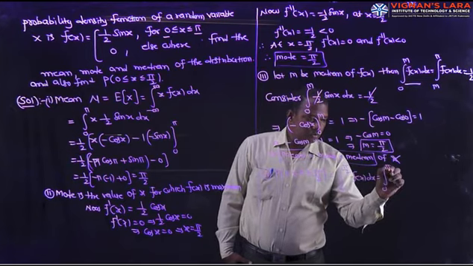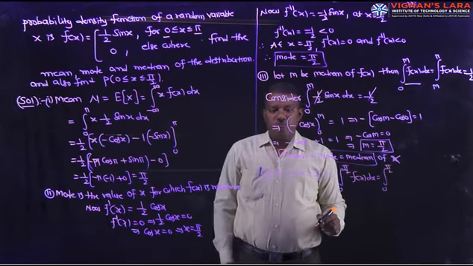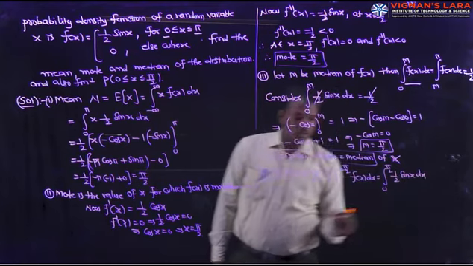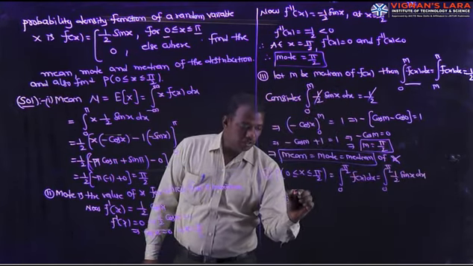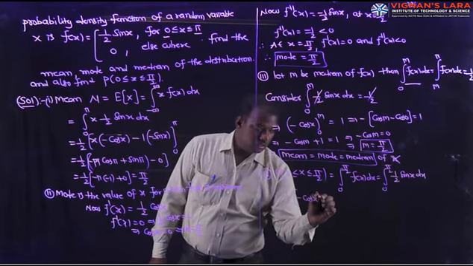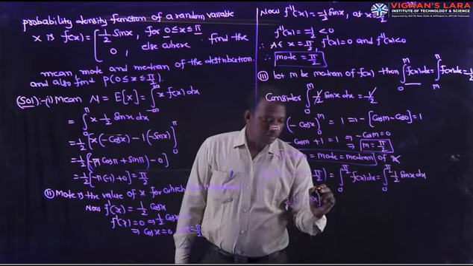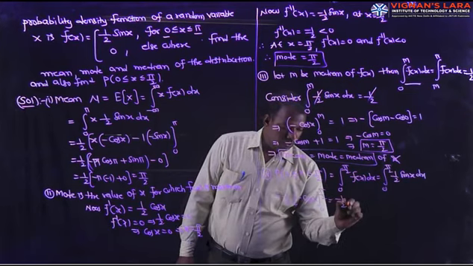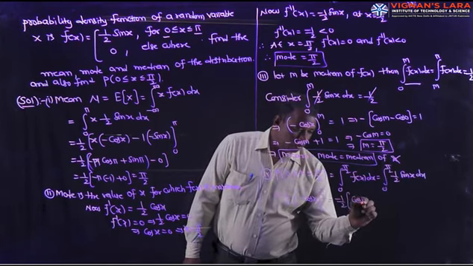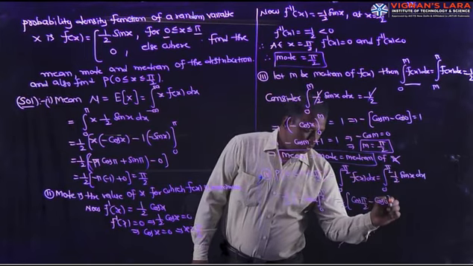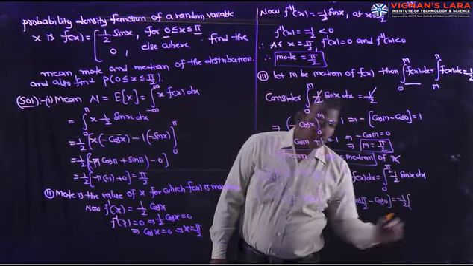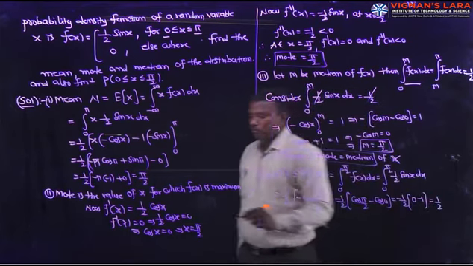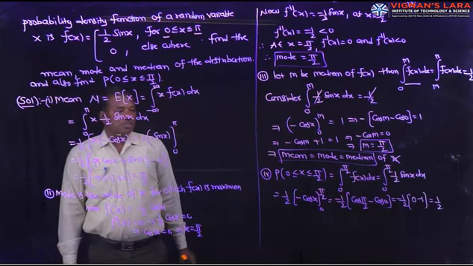0 to pi by 2, a subinterval of 0 to pi. So f of x is 1 by 2 sin x dx, and we integrate 1 by 2 into the integral of sin x, which is minus cos x, between 0 to pi by 2. That is equal to minus 1 by 2 into upper limit cos pi by 2 minus lower limit cos 0. Cos pi by 2 value is 0, cos 0 value is 1. So it is equal to 1 by 2. That is the probability between 0 and pi by 2.